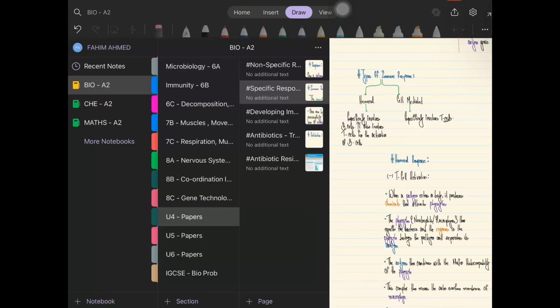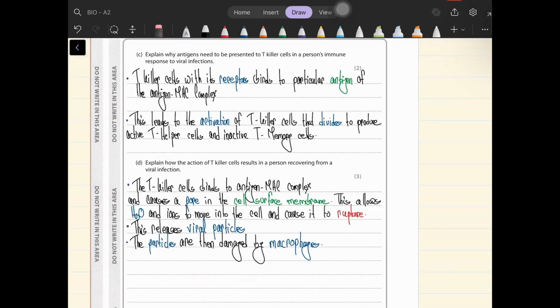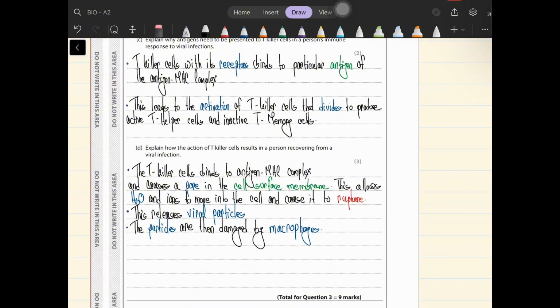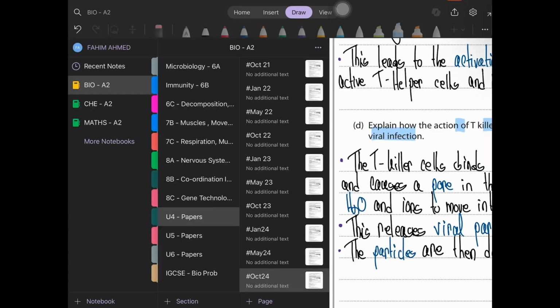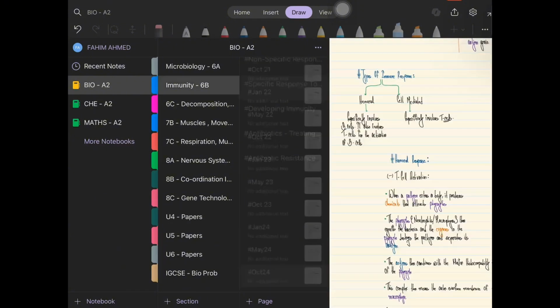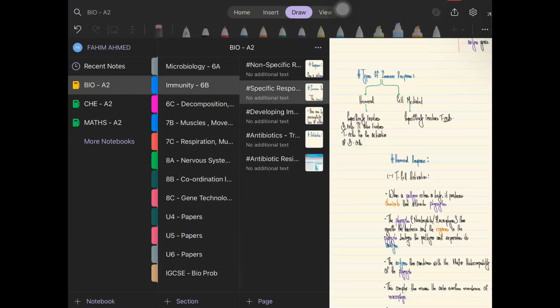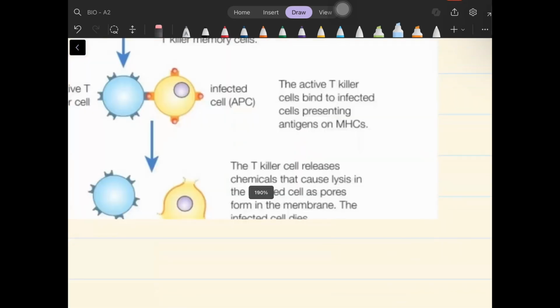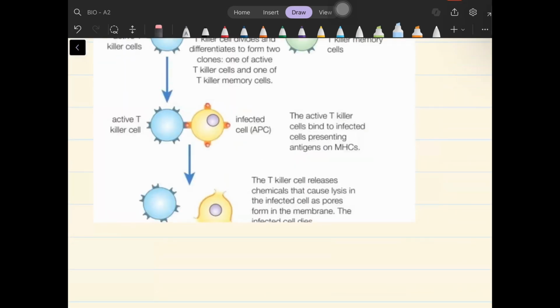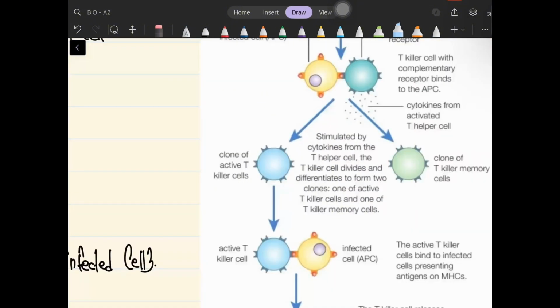So I have written this here. Then, explain how the action of T killer cells results in a person recovering from a viral infection, right? So this is from the cell-mediated response, not the humoral response of immunity. So take a look at this here. What I am trying to say is that the T cells would bind with the antigen and then create a hole in its membrane.